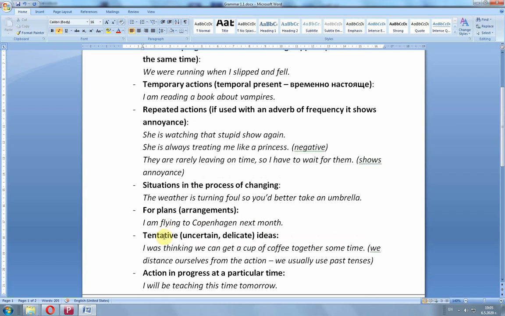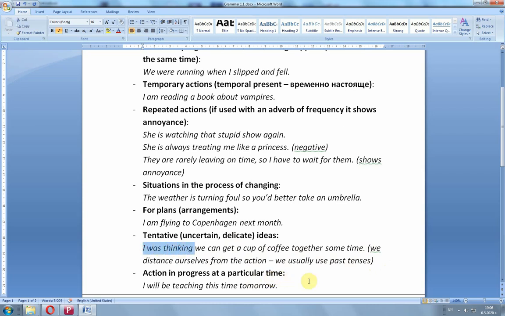We can use it for tentative ideas, uncertain or delicate ideas. That's the idea of tentative. So for example, I was thinking we can get a cup of coffee together sometime. And this is when we want to distance ourselves from the action. We usually use past tenses.